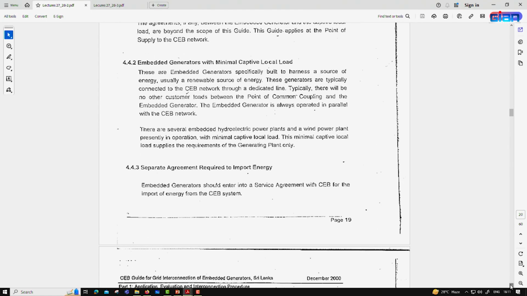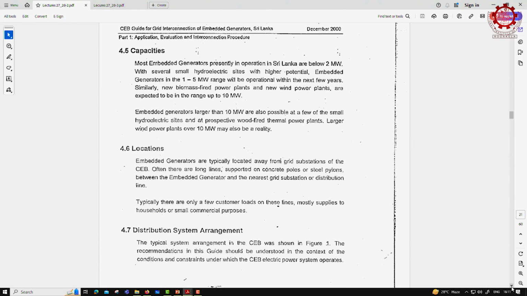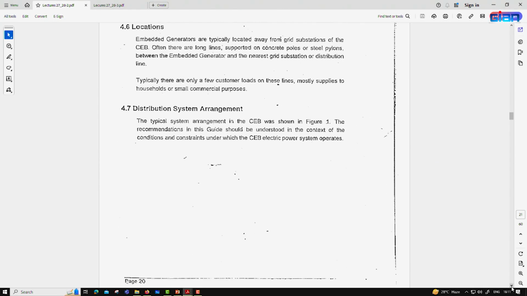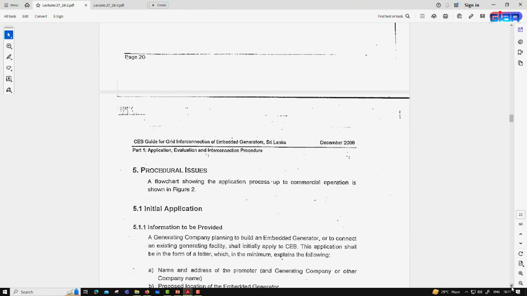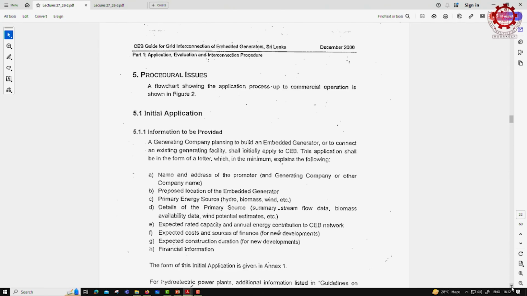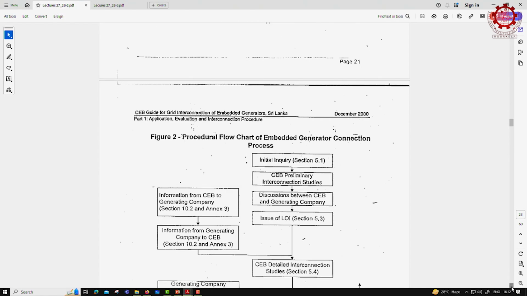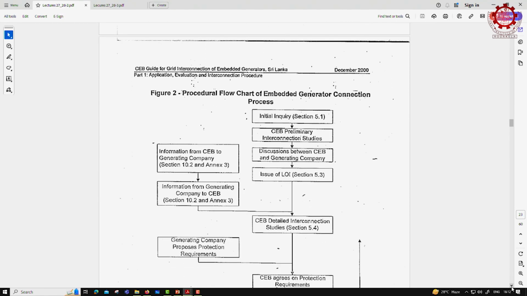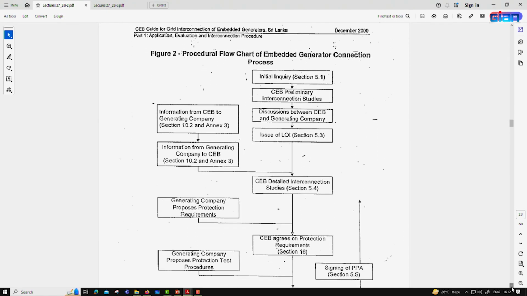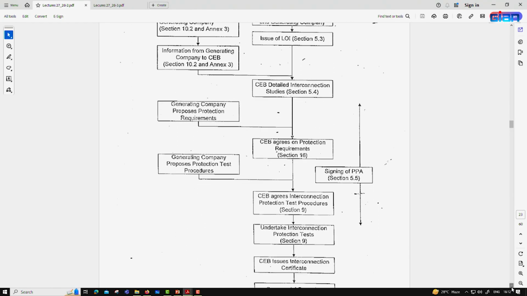Then the embedded generators with minimal local load need a separate agreement to import energy, and so on. All these are described in this guide. Then the procedural issues, I will not read, such as how to make an initial application, etc. All of them are described here. Similarly, any utility in India might also have similar procedures laid out, on how to proceed with the request.